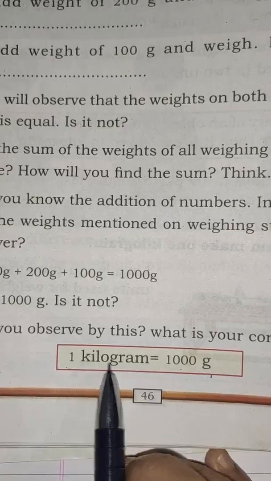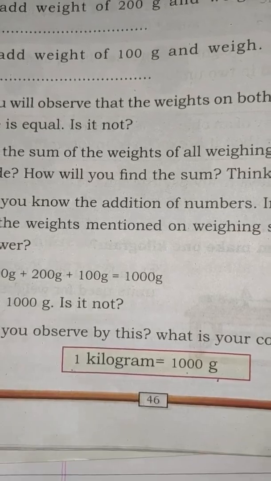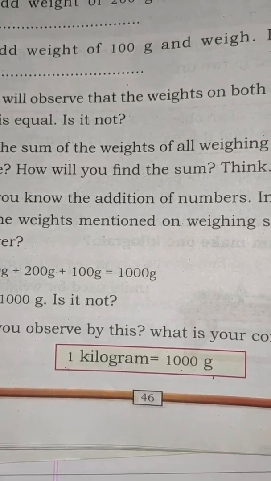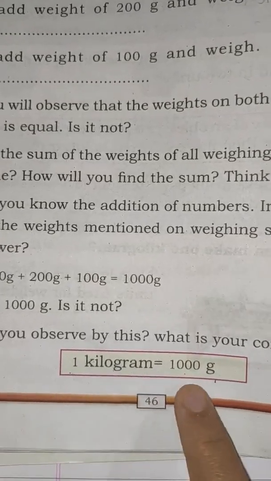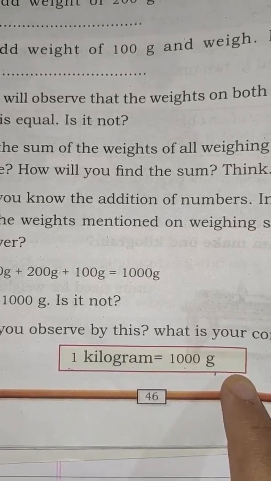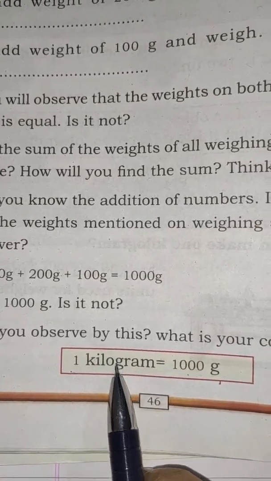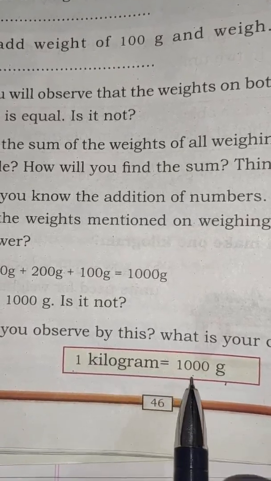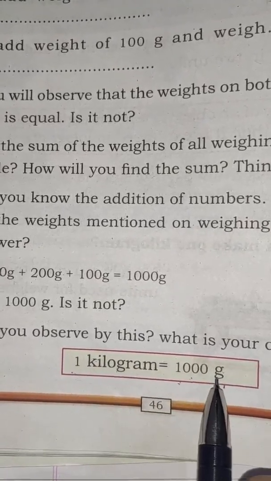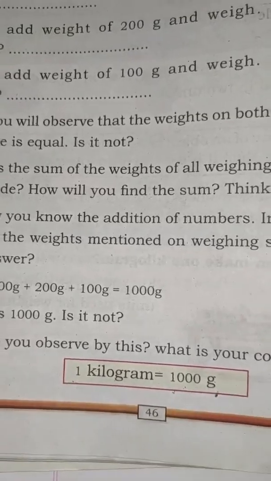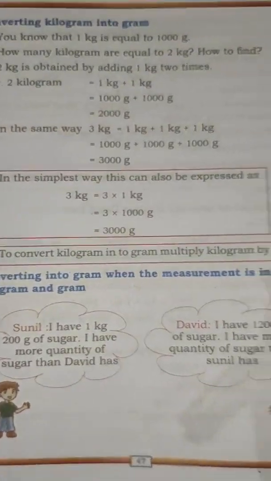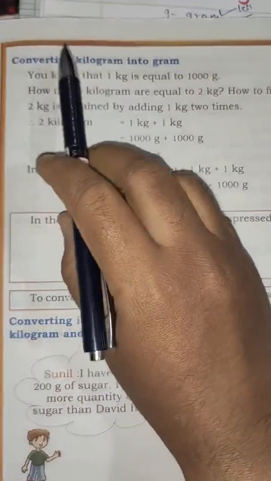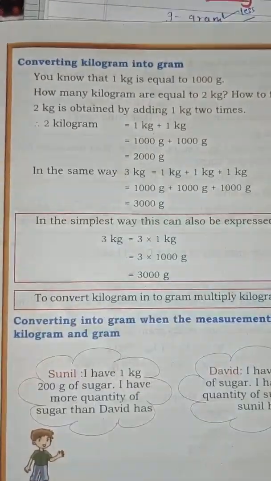Okay, children, 1 kilogram is equal to how many grams? It is 1000 grams. You have to remember this. 1 kg is equal to 1000 gram. Now come to page number 47, converting kilogram into gram.